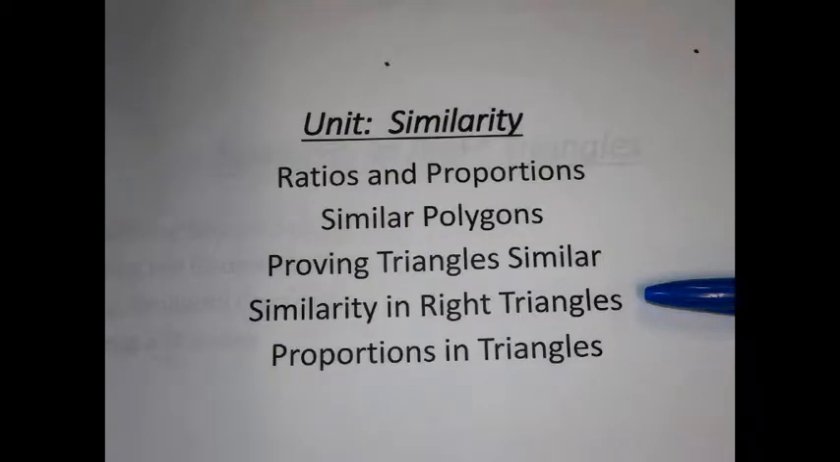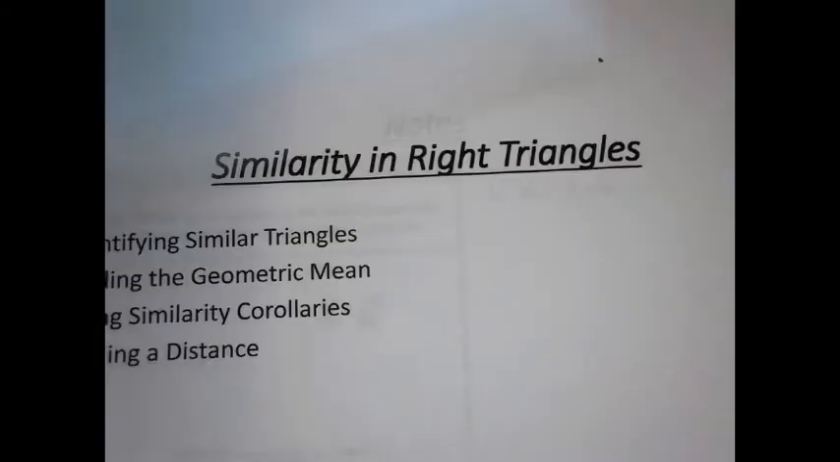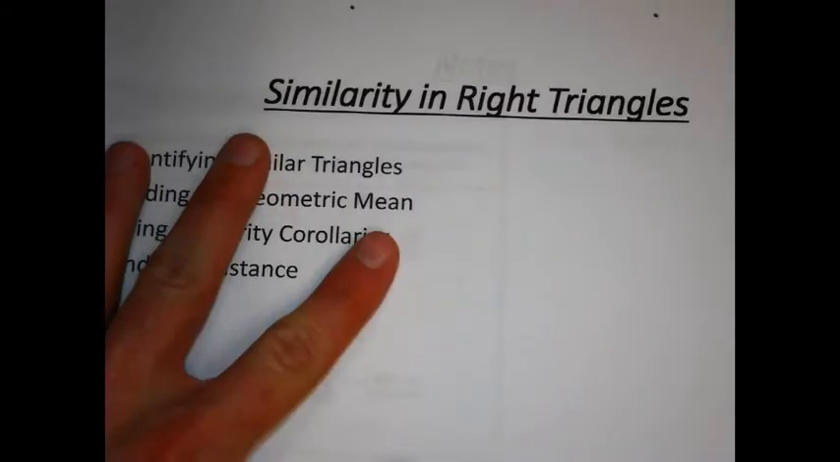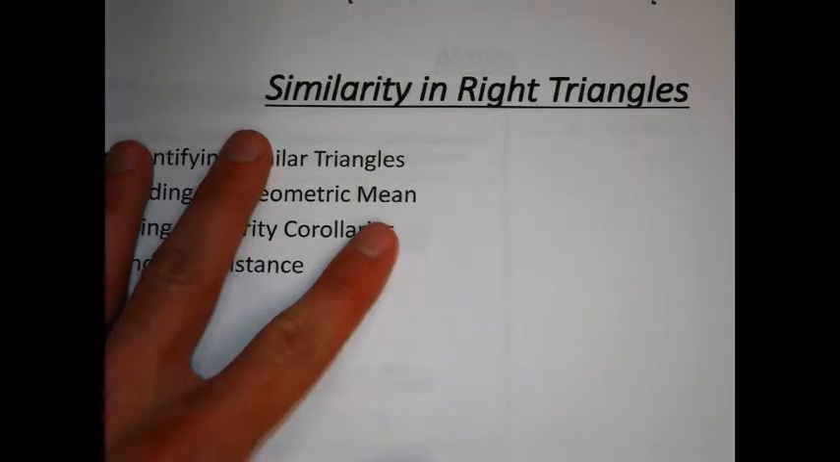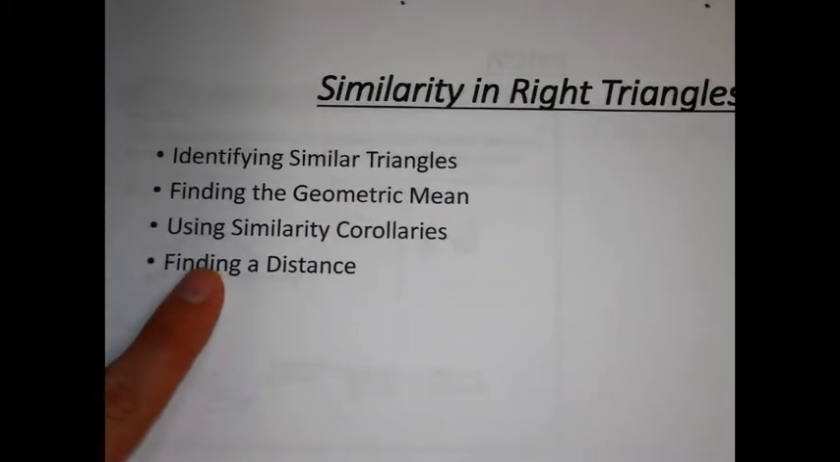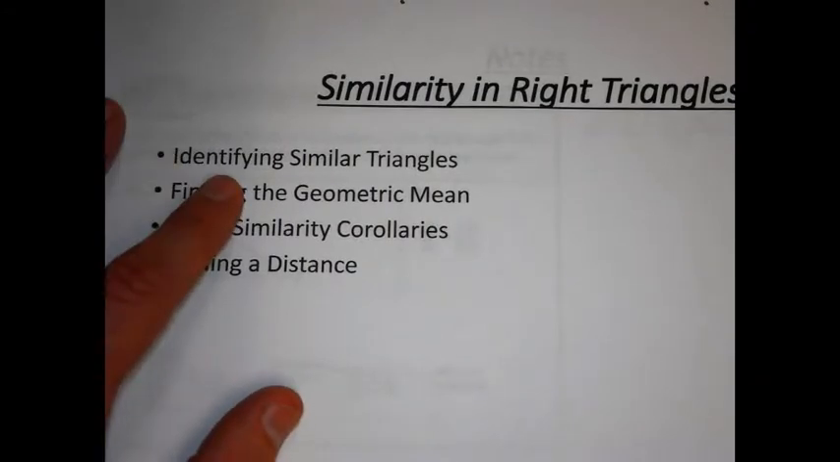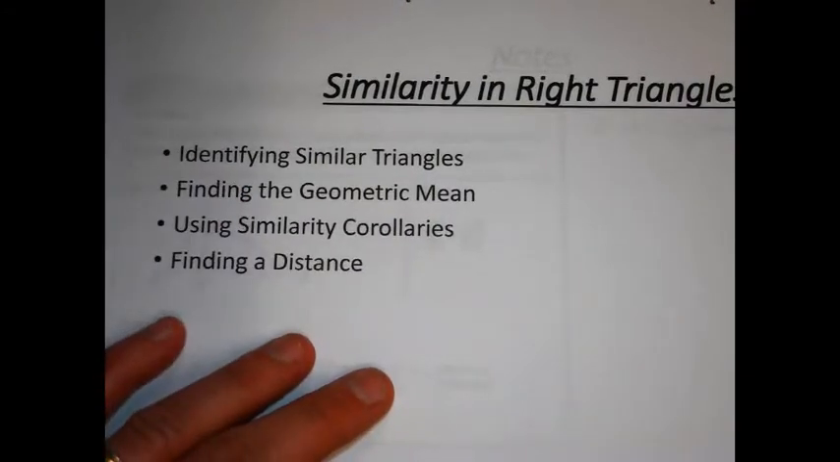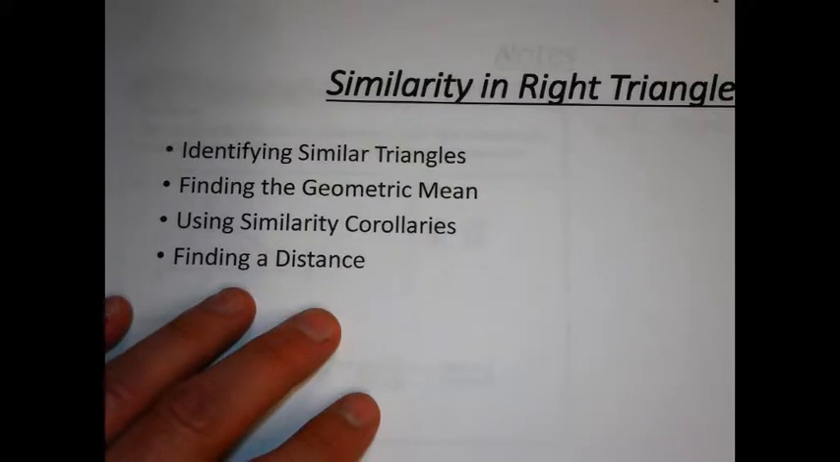Yo folks, welcome back to the lesson on similarity in right triangles. We're going to wrap up some of the stuff that we began in the previous video. I did say that we would be covering finding a distance, but didn't quite get there. I just stopped it at identifying similar triangles. So we will continue with that, and we're going to jump into finding the geometric mean.